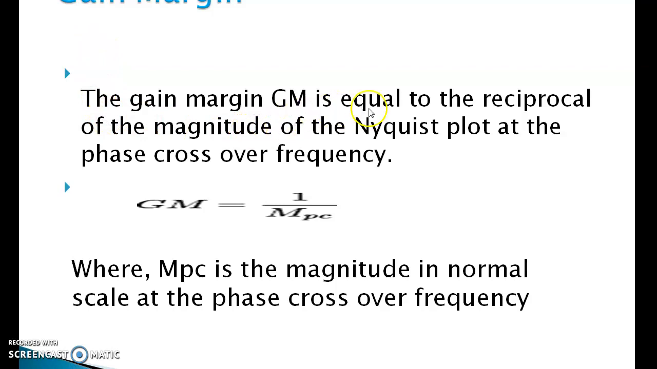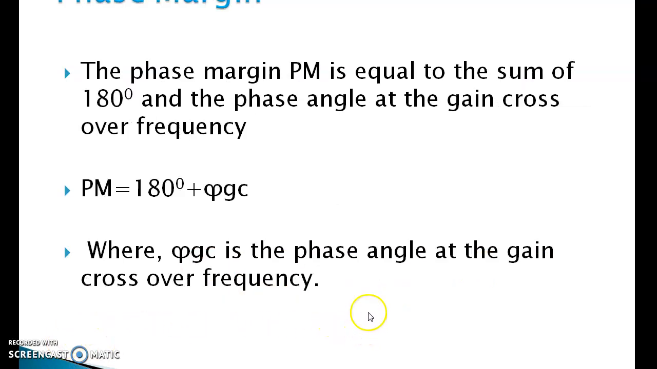Next come to the gain margin. The gain margin GM is equal to the reciprocal of the magnitude of the Nyquist plot at the phase crossover frequency. The gain margin is equal to 1 by M_PC, where M_PC is the magnitude in normal scale at the phase crossover frequency.